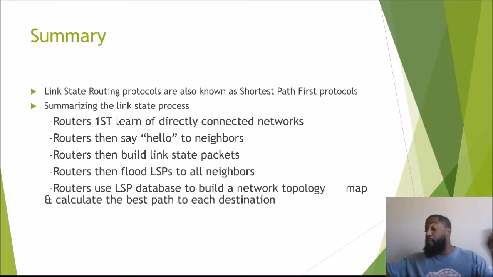Then it floods that information to its neighbors. And then the neighbors use that and add it to their own database. That's called the link state database. We'll discuss more of OSPF once we get to it. We're just discussing link state types and defining what they are. And then it calculates the best path to each destination.